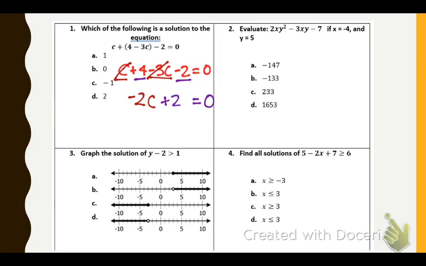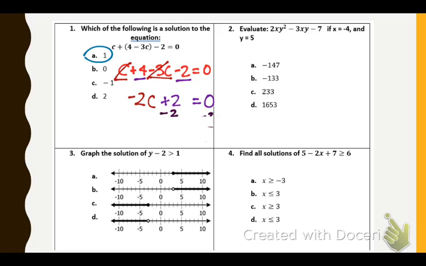How do I finish solving? Subtract the 2. And I'll have minus 2C equals negative 2. Divide by negative 2, and C equals 1. So 1. If I didn't know how to solve this, how could I use the answers to solve it instead?